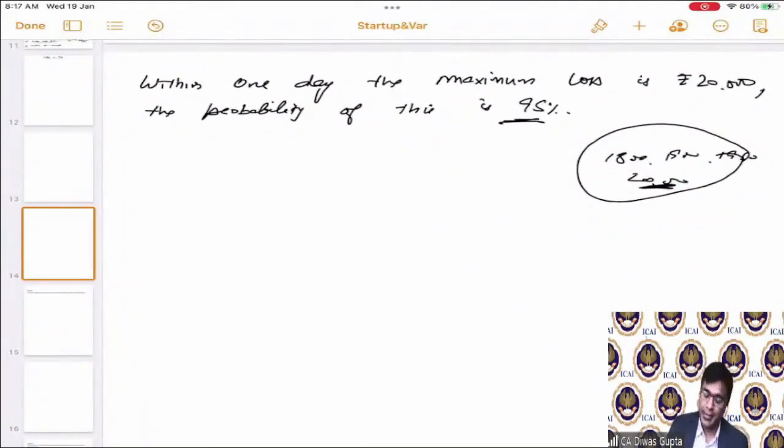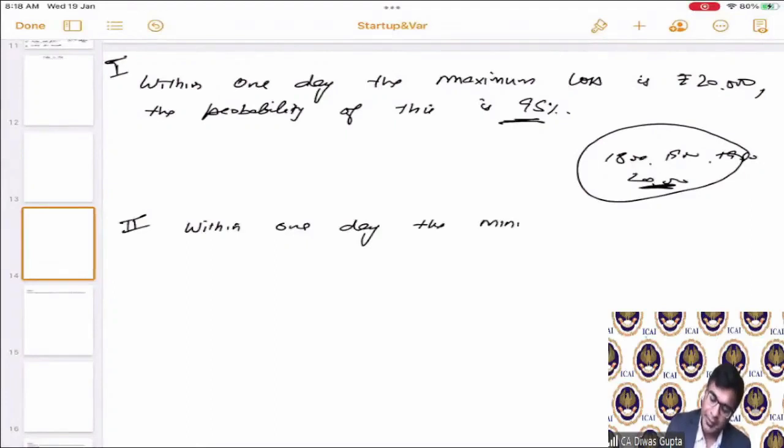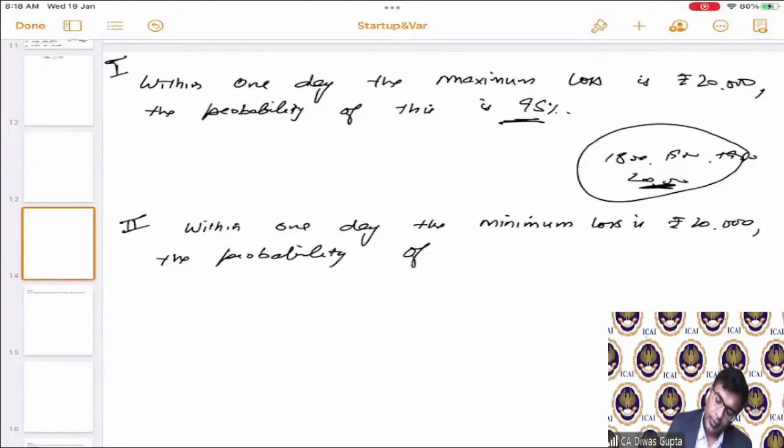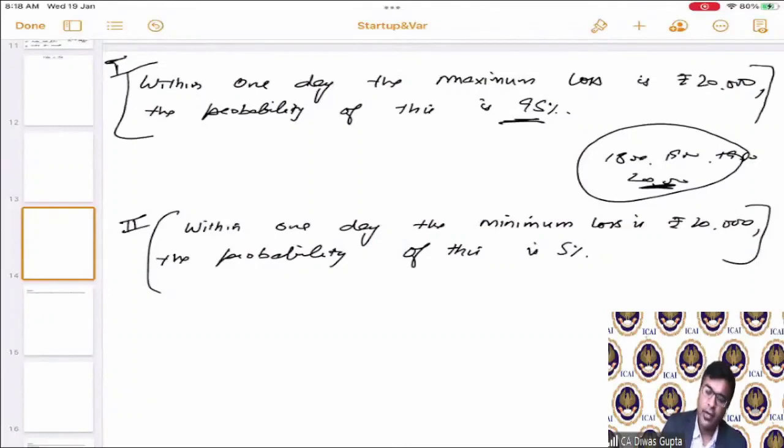Now, students, just see how I am turning the statement here. This is the first part of the statement. The second part, I can also say that within 1 day, the minimum loss is rupees 20,000. The probability of this is 5%. This is considering the level of significance in mind. This is considering the level of confidence in mind. The first part is considering the level of confidence. The second part is considering the level of significance.